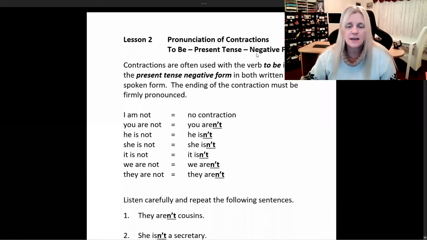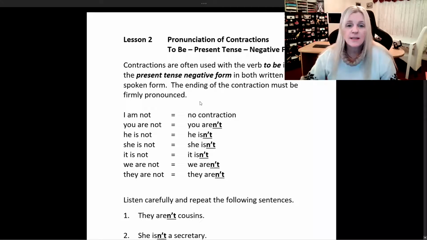I'm Julie. In this lesson, we are going to be looking at the verb to be in the present tense, but in the negative form using the contractions. Okay, so let's get our work screen ready here. This is pronunciation of contractions to be present tense in the negative form.